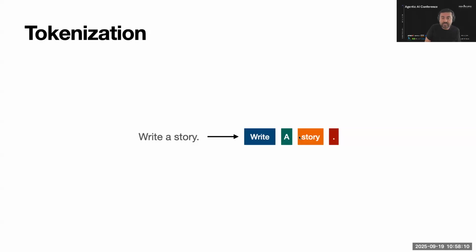For example, write a story, period. Every punctuation sign is a token. Everything's a token. But sometimes you have 2 tokens for a word. For example, doesn't would be like does and n't. Suffixes are tokens, prefixes are tokens. It's basically the best way to break something down.